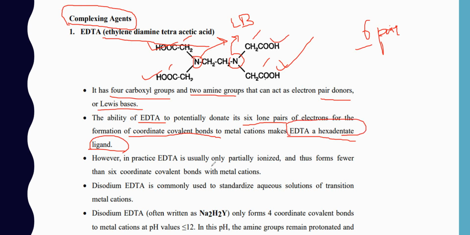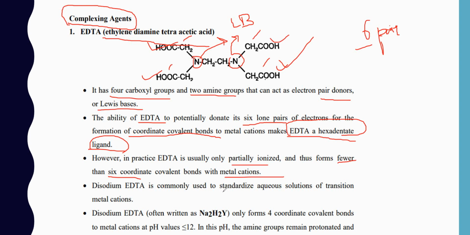However, in practice, EDTA is usually only partially ionized and thus forms fewer than 6 coordinate covalent bonds with metal ions. EDTA doesn't form all the 6 bonds with the metal ion. It partially gets ionized, and whatever electrons are available, it donates and forms the covalent bond. So it doesn't form 6 covalent bonds, but it has the ability to form 6 covalent bonds, so it is known as a hexadentate ligand.